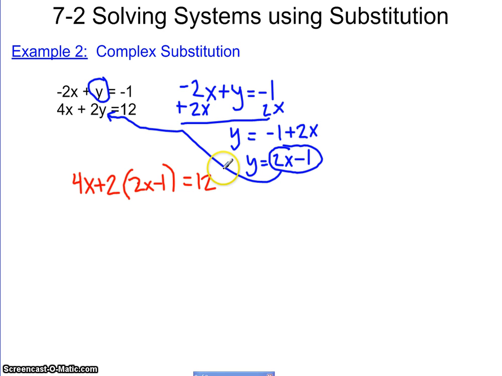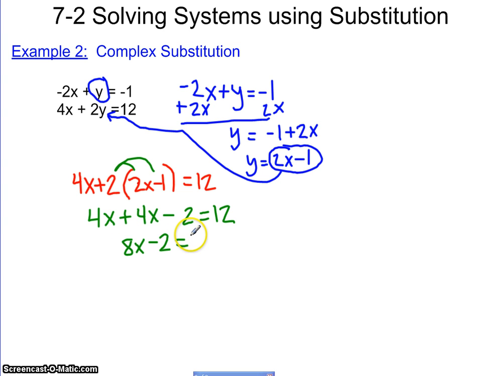And then I can just solve it like I know how to solve any other equation, and remember we have to do the distributive property first. So I'm going to distribute: 4x plus 4x minus 2 equals 12. Combine my like terms: 4x plus 4x is 8x minus 2 equals 12. Now I just want to mention, you could have done all of this same work, or similar work, getting the x all alone in that top equation. Or we could have used the bottom equation to help us out.